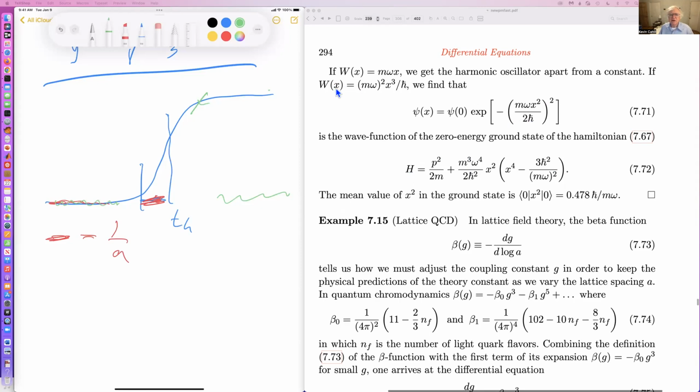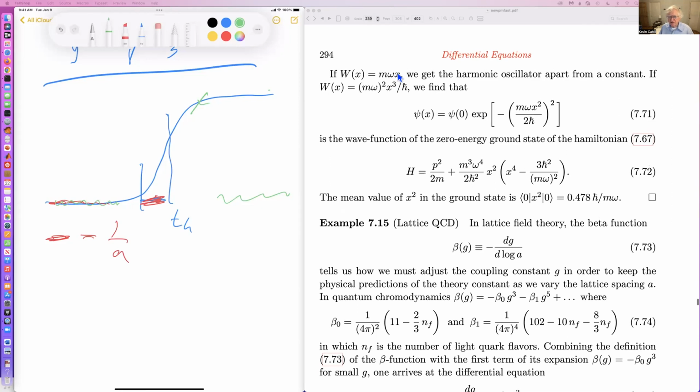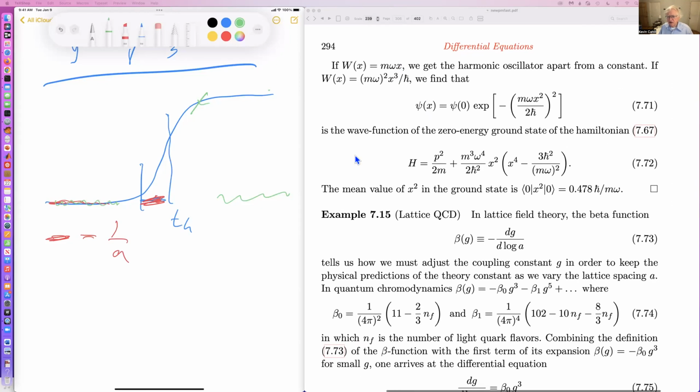Well, what did I say? W is cubic instead of linear. We get this ground state, which is the ground state of a quartic Hamiltonian. And we can calculate all sorts of things about it.